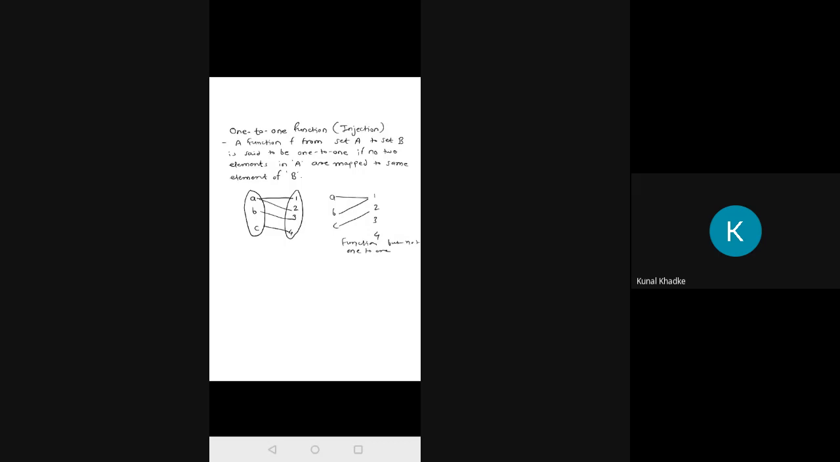Is it clear? This is a function, but not one-to-one, because they have given the condition over there. But it is satisfying all the parameters for a function. That's why it is a function. Hello, am I clear?